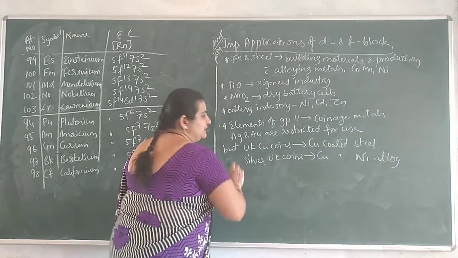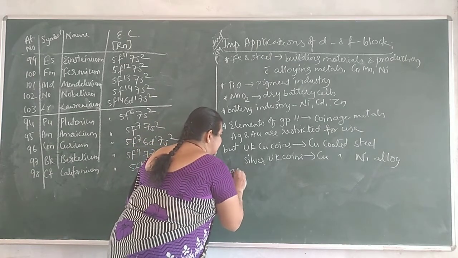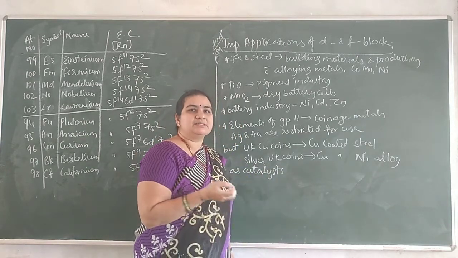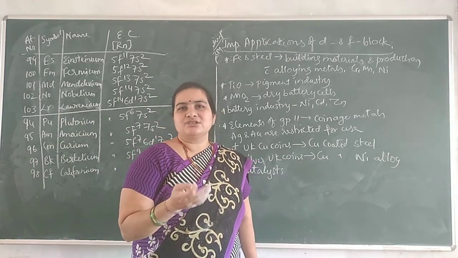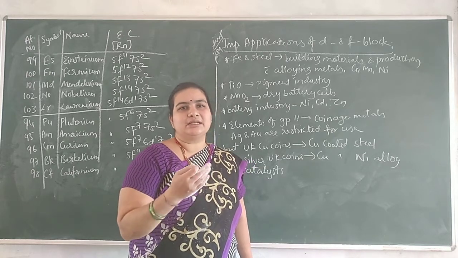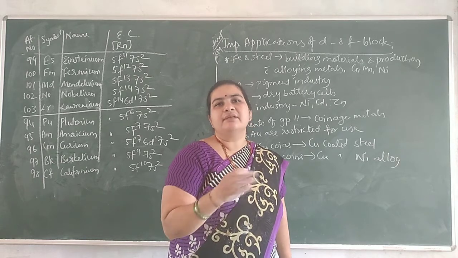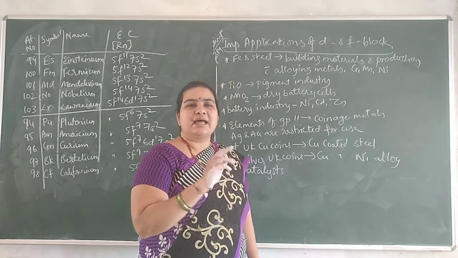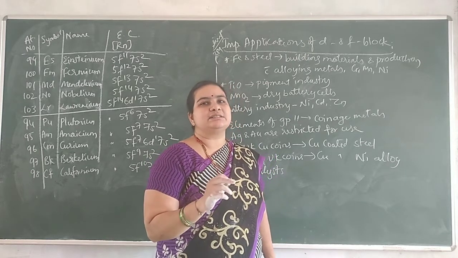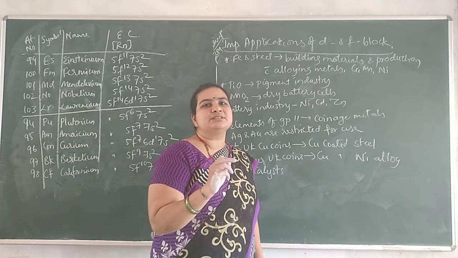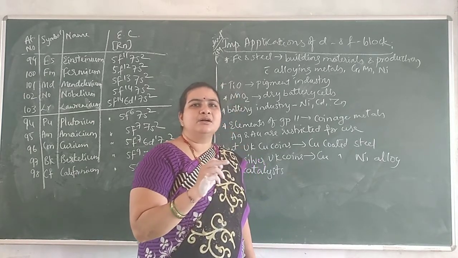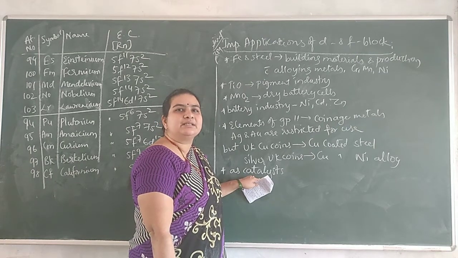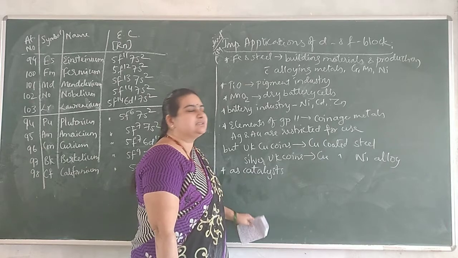Next, remember the uses as catalysts. List all the catalysts that I have given you in the catalytic properties of d block elements. For example, Fe or molybdenum or platinum is used in Haber's process for the manufacture of ammonia. Then V2O5 in the contact process for sulfuric acid. Then PdCl2 in Wacker's process. TiCl4 and AlCl3 mixture is the Ziegler-Natta catalyst in the polymerization of ethene. Then Pd on BaSO4 is the Lindlar catalyst. Like that, list all the catalysts.